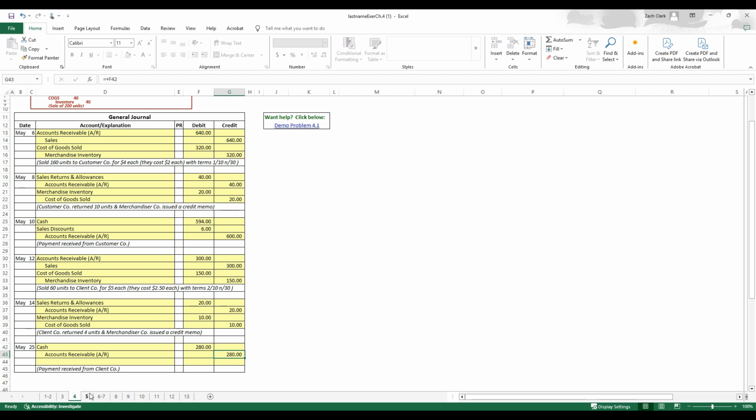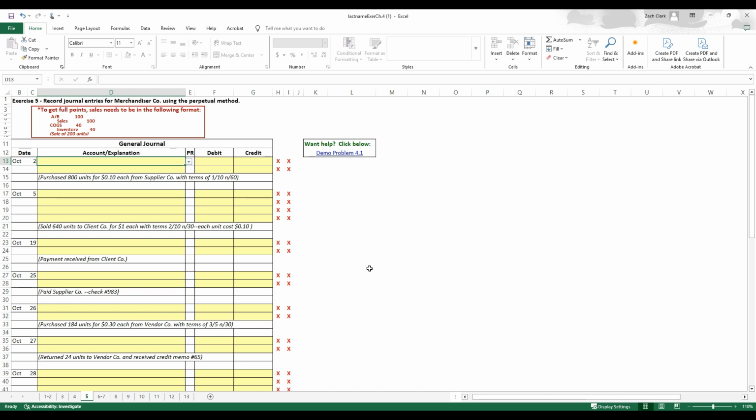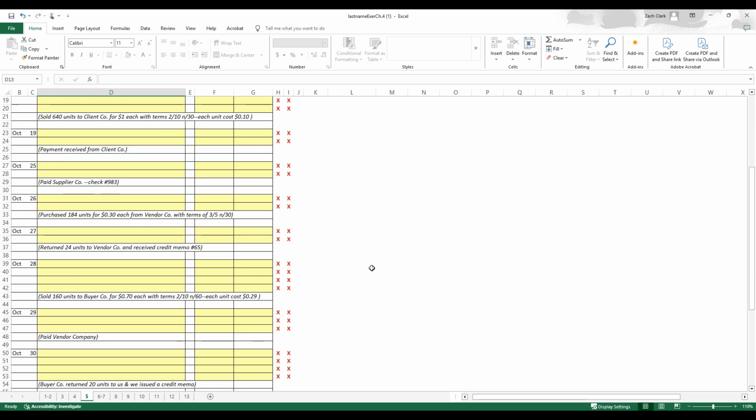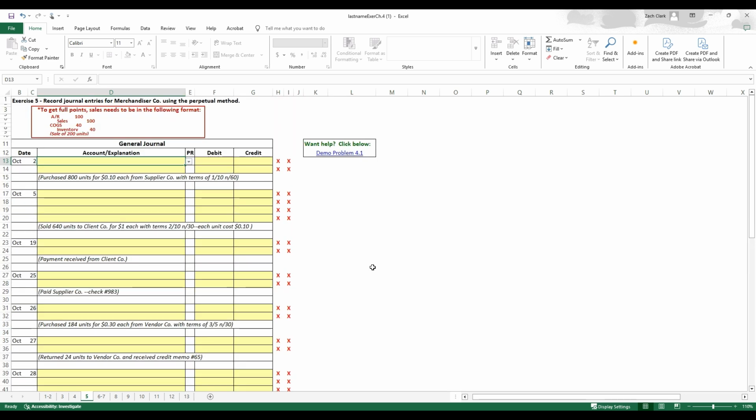Okay, let's jump on to tab number 5. And now I think we're going to combine the purchases and then sales, I should say. Okay, so we purchased 800 units, and so now we can go into inventory. We're going to do accounts payable again. Our 800 units times 10 cents, so $80 total.